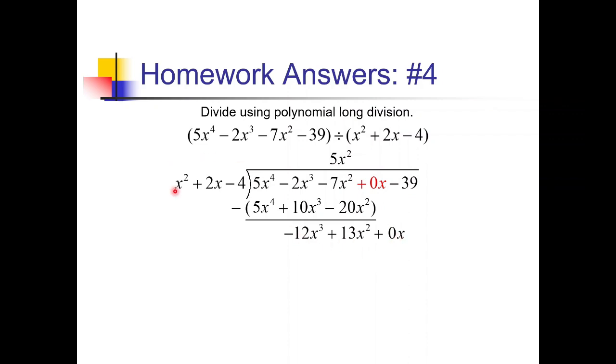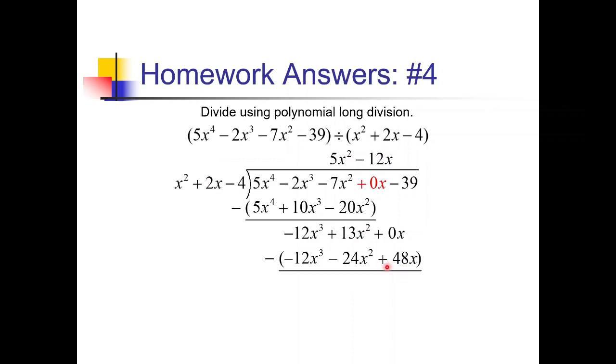All right, lead term into lead term, x squared into negative 12x cubed. That's going to be negative 12x to the first, which goes in our first power column. Multiplying that back out, we've got negative 12x cubed, and then negative 12x times 2x is negative 24x squared. Negative 12x times negative 4 is a plus 48x.